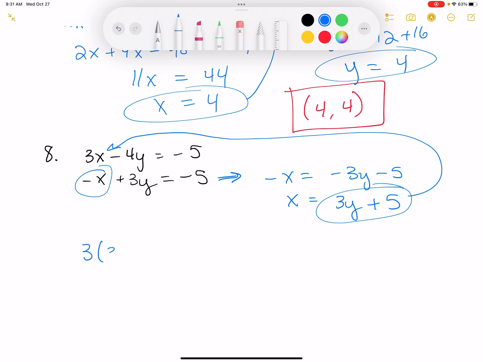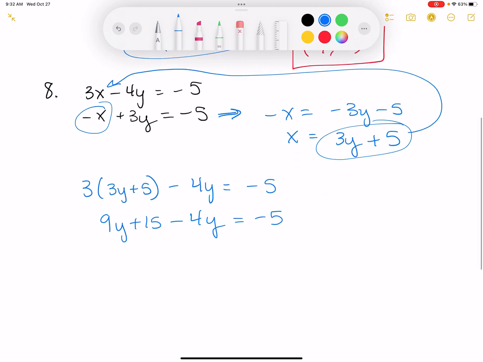So you have 3 times 3y plus 5 minus 4y is equal to negative 5. So that gives you 9y plus 15 minus 4y is equal to negative 5. So then 5y is equal to negative 20. y is equal to 4.